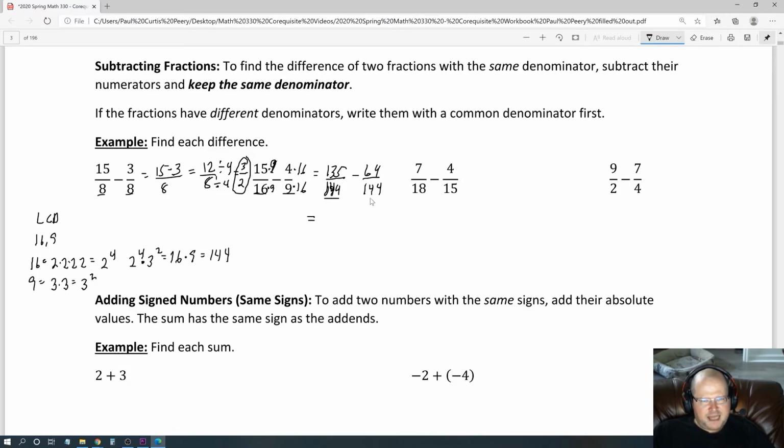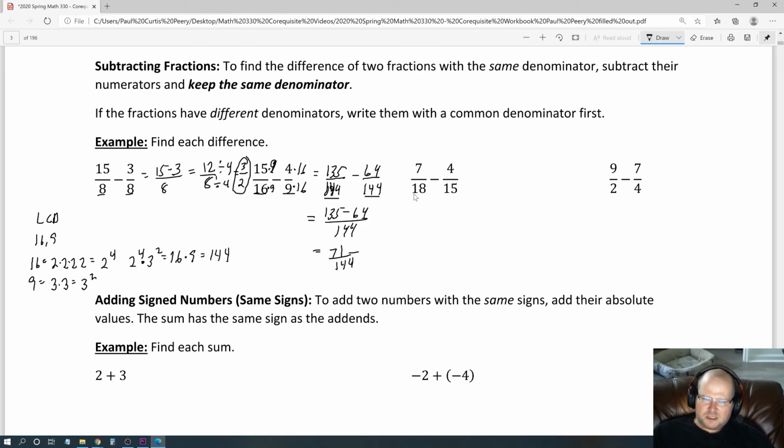Now, since the denominators match at this point, they're like fractions, we can subtract the numerators. So we have 135 minus 64 all over 144. We keep the denominator. And 135 minus 64 is going to be 71, right? So 4 from 5 is 1, and then 13 minus 6 is 7. And then we keep that over 144. In that case, we can't reduce it. There's nothing we can divide both 71 and 144 by, except 1, so in that case, we're done.